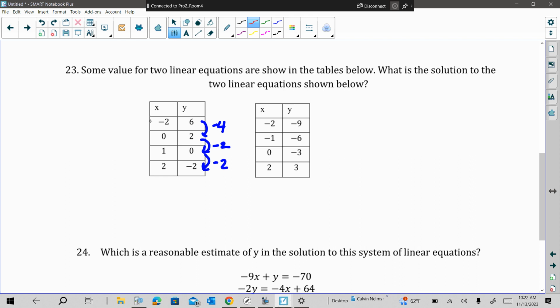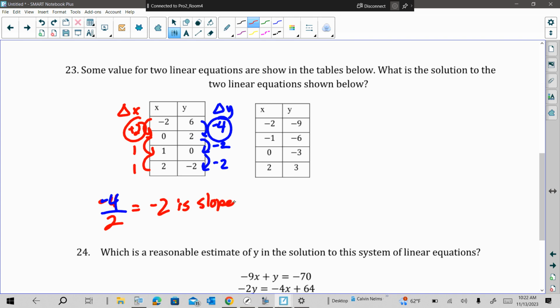And then over here, this is -2. This is +2. And then 1. So it's the change in y. This is my change in y, this number here, over the change in x, this number here. So if I look at this, this is -4 over 2, which turns into just -2. That is the slope.